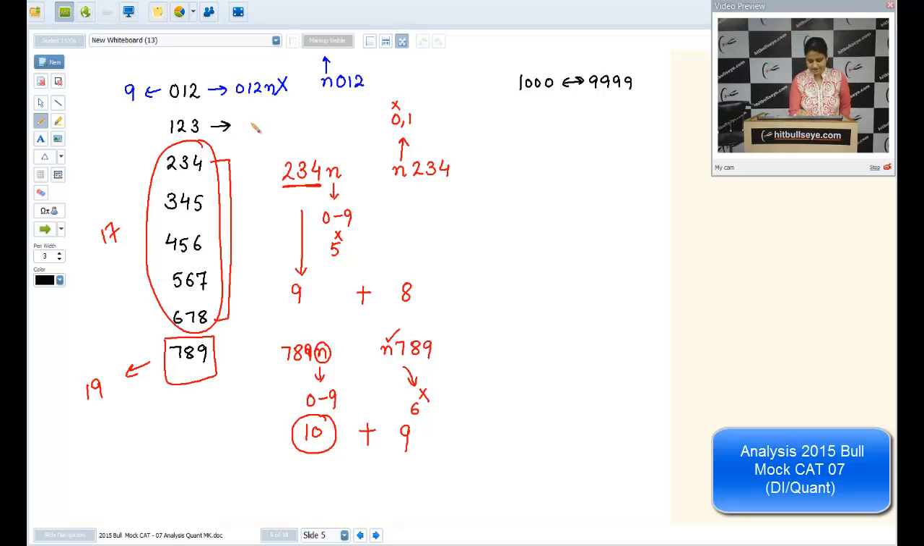For this 123, how many choices can we take? n cannot be 0 here. That's why, how many choices? 9 plus. It can be this way as well: 1, 2, 3, n. Now this n can take any value except 4. So these are 9 choices. Now you can add up all the things and you'll get the answer. Is it okay, all of you? That was a question of counting only.